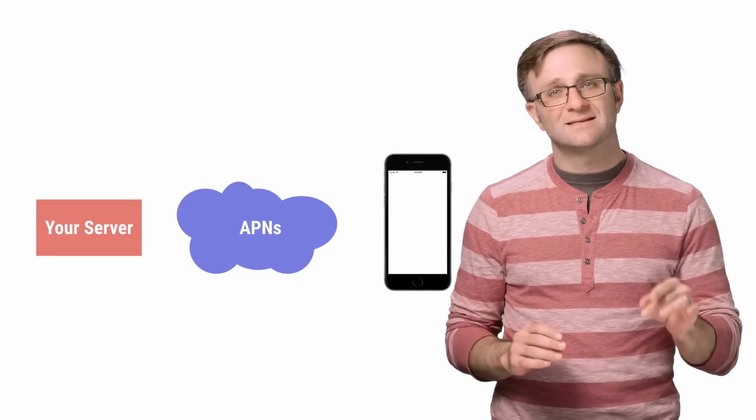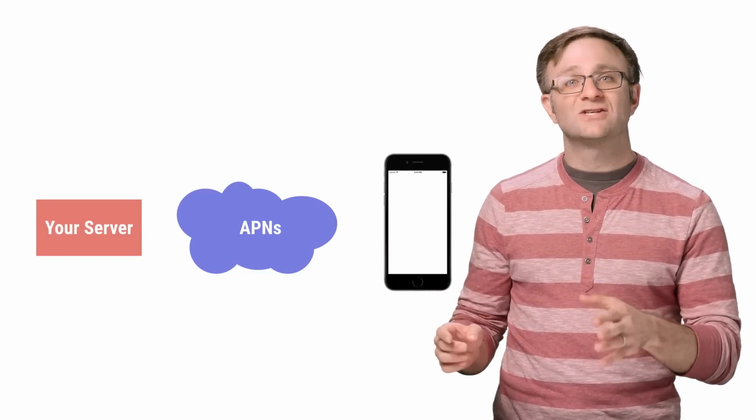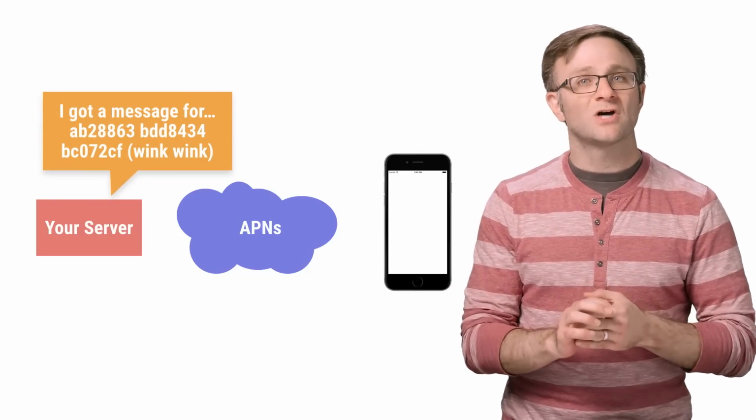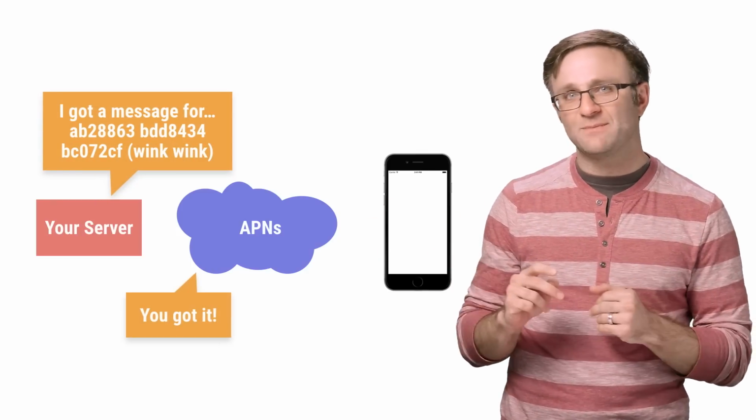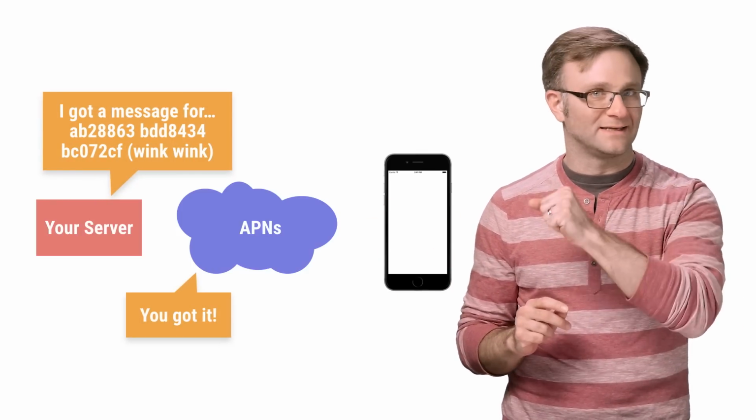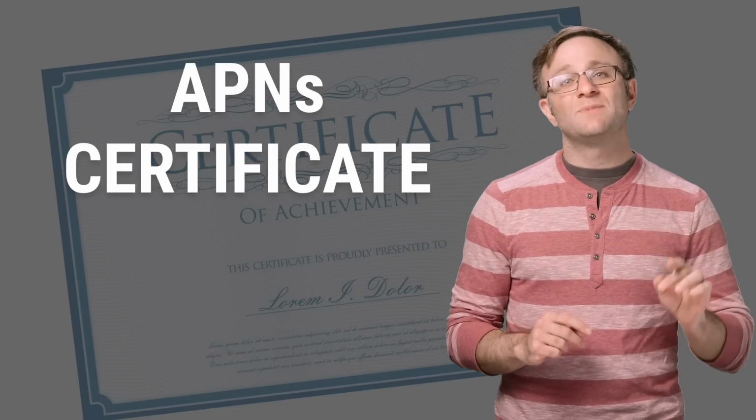When your server passes this device token back to APNs, it's your way of both identifying the device you want to talk to, as well as proving to APNs that you're allowed to notify that device in the first place. The next bit you need is the APNs Certificate. This basically allows your server to talk to APNs securely.